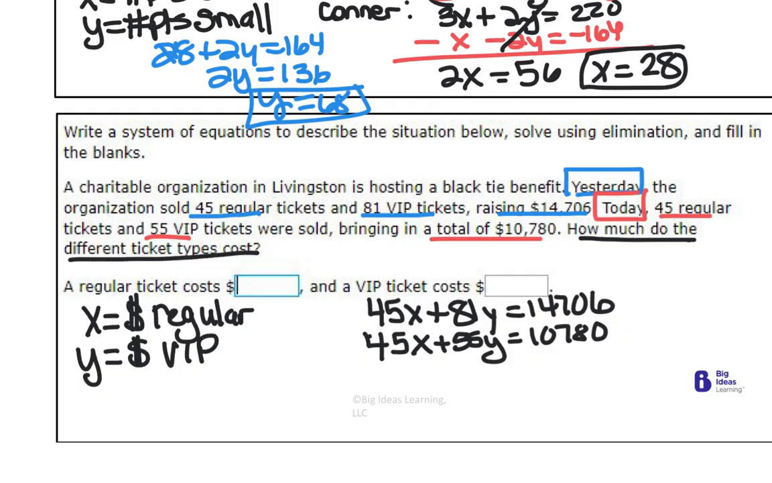So we got 45s here. I need to make one of them negative. So we'll multiply this by -1. So that'll give me negative 45x. If you'll notice, I picked the smaller one to put negative. That way it's easier to add them together.